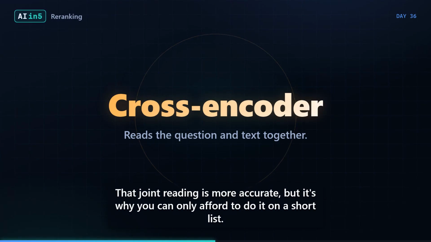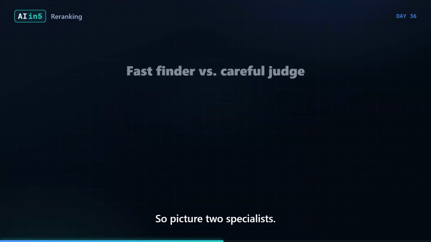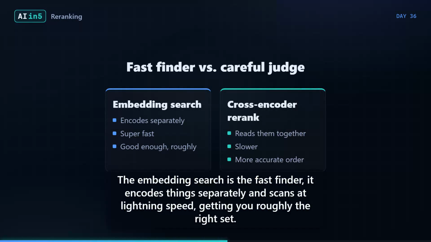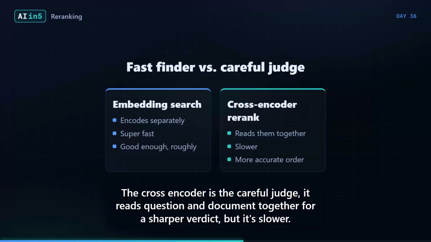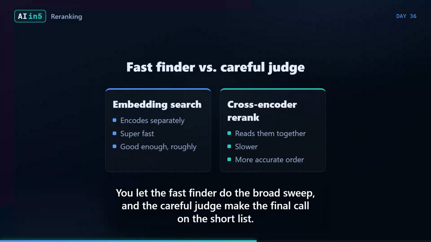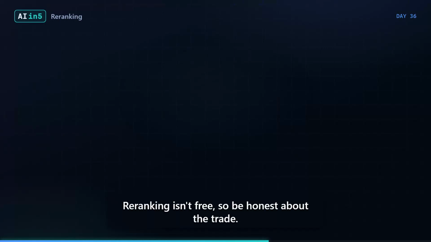So picture two specialists. The embedding search is the fast finder. It encodes things separately and scans at lightning speed, getting you roughly the right set. The cross-encoder is the careful judge. It reads question and document together for a sharper verdict, but it's slower. You let the fast finder do the broad sweep, and the careful judge make the final call on the short list. Best of both.